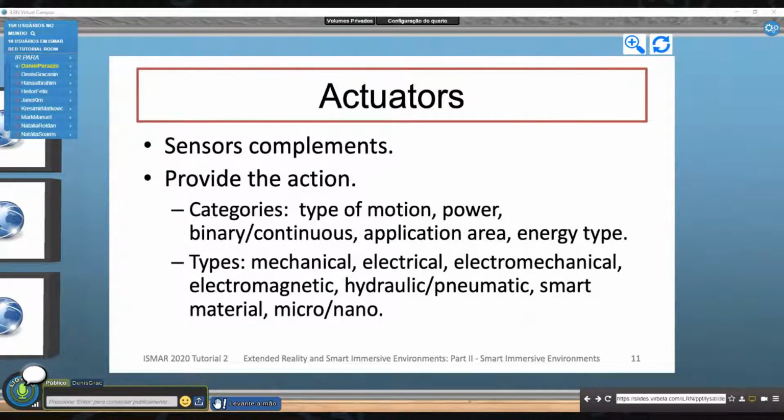On the other hand, going from digital world to physical world, we have actuators. So they are complementing sensors because they provide the action usually in response to sensing performed by sensors. So again, we have various categories in terms of what kind of motion that the actuator provides, power consumptions, ability to control them or resolution and so on. And then we also look at the various types in terms of how that actuation is triggered or achieved. So again, we have mechanical, electrical, electromagnetic, and so on.